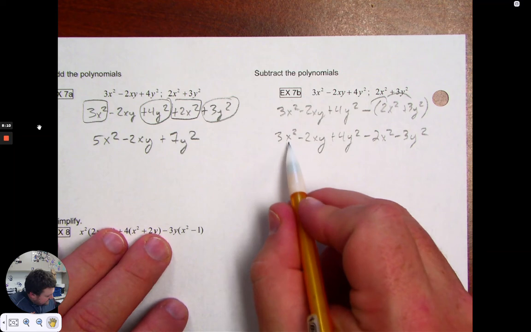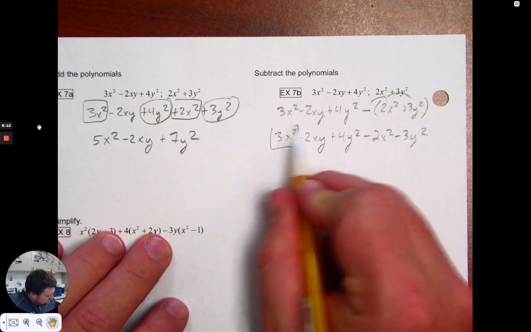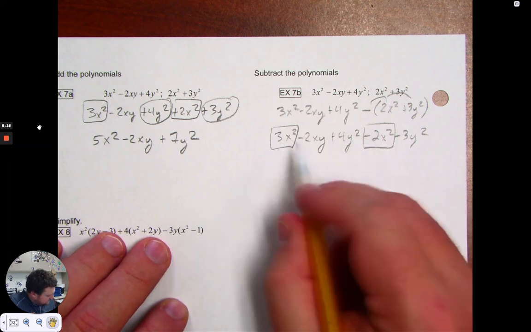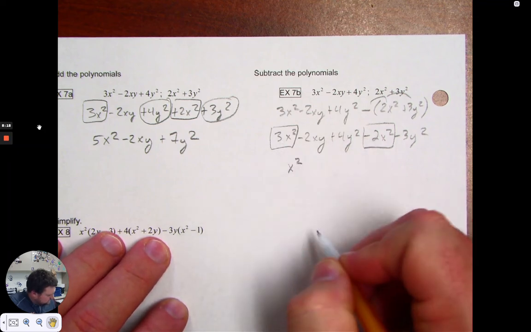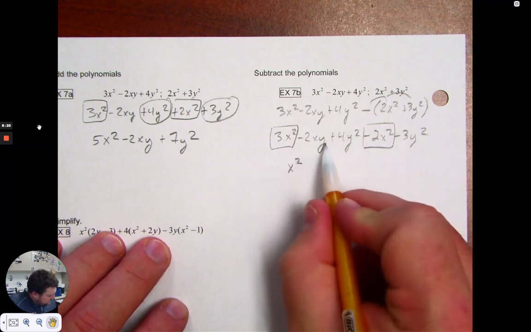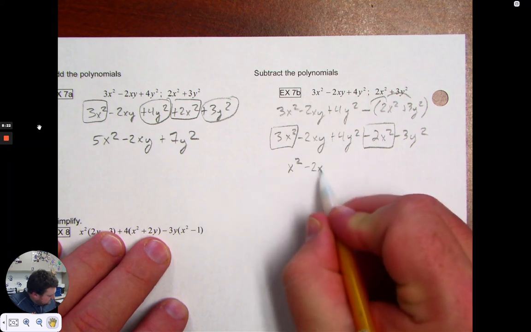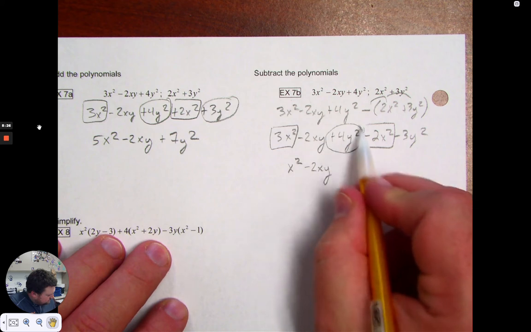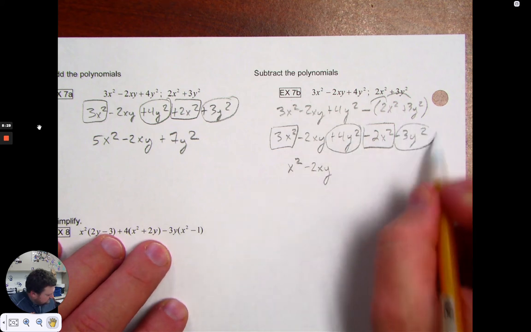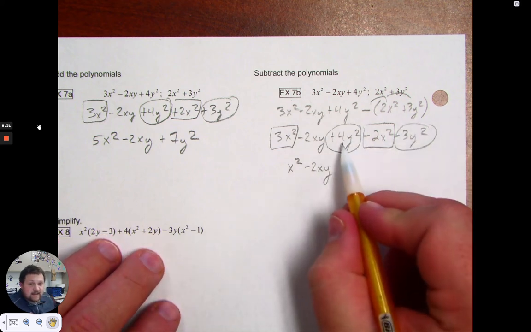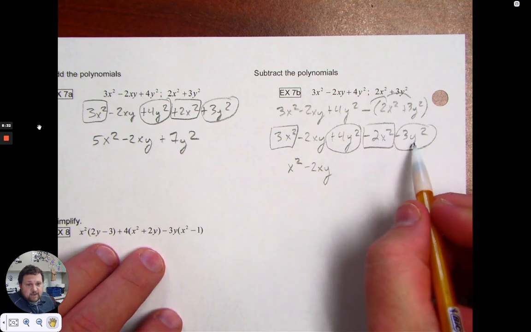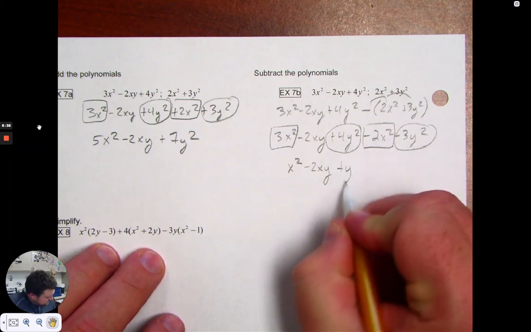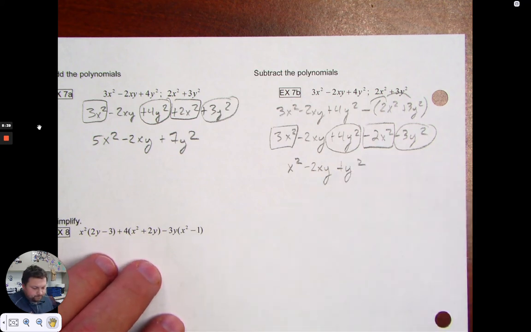So now I have a positive 3x squared with a negative 2x squared. Positive 3, negative 2 leaves us with just 1x squared. This negative 2xy, it's the only 2xy, so we continue to bring that down. But now I have a positive 4y squared here, a negative 3 here. So if we have a positive 4, a negative 3, that leaves us with a positive 1. So that's just plus y squared.